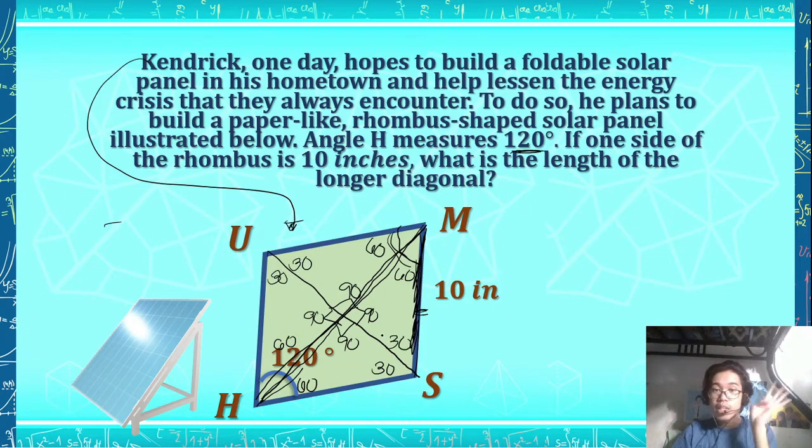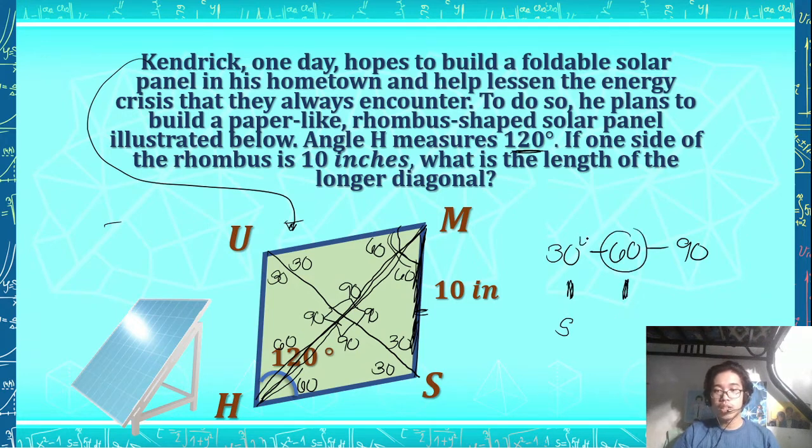So how many special right triangles do we have? We have four 30-60-90 special right triangles in this problem. Therefore, we can use the rule for the 30-60-90 special right triangle. If the side measurement opposite to 30 degrees is S, then the side measurement opposite to 60 degrees should be S square root of 3, and the side measurement opposite to 90 degrees should be equal to 2S.